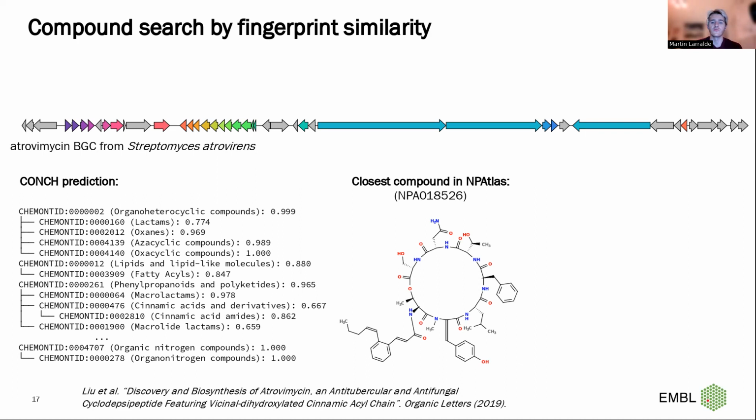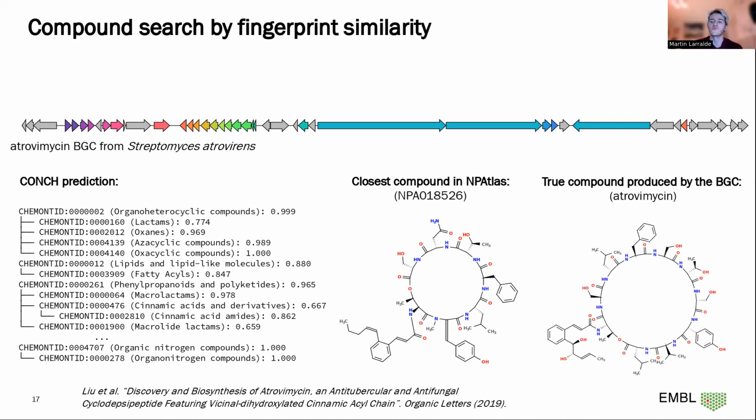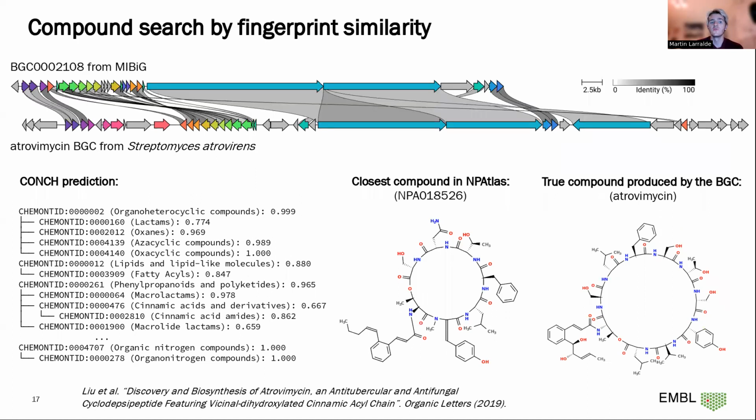Given that this is a known BGC, we can actually see the true compound being produced by the BGC from the literature. And we can see that despite not being the same compound, the prediction made by CONC is quite close, in the sense that it shows a lot of structural similarities, like the presence of this cinnamic acid moiety, or just the fact that the molecule itself is a macrolactam. This is made possible by the fact that this BGC is quite similar to a BGC from MIBiG, but shows a lot of internal sequence variability, and thus a pairwise alignment may not reveal the same kind of features that CONC is able to capture.